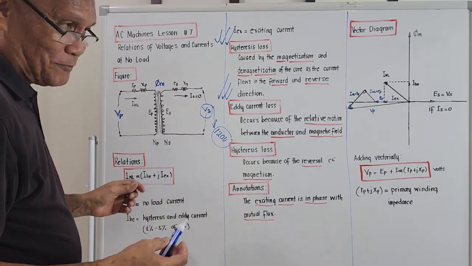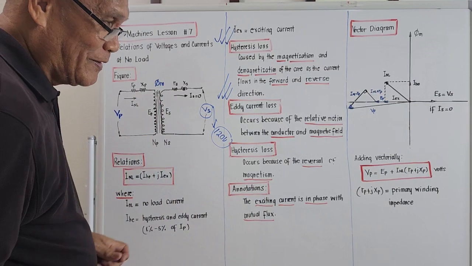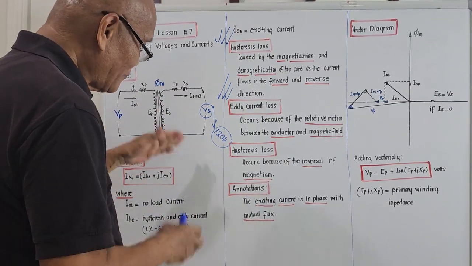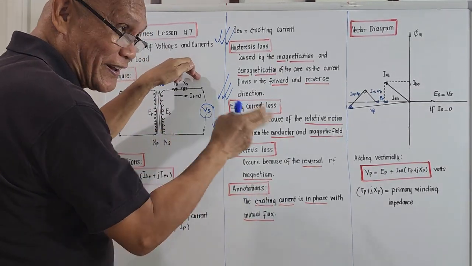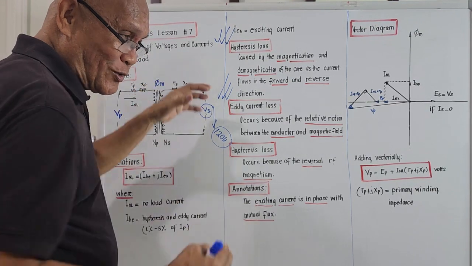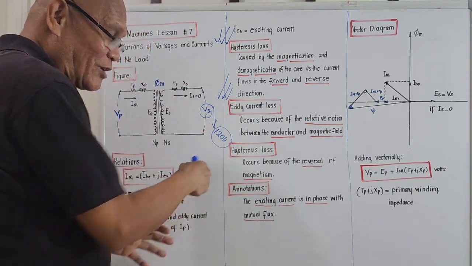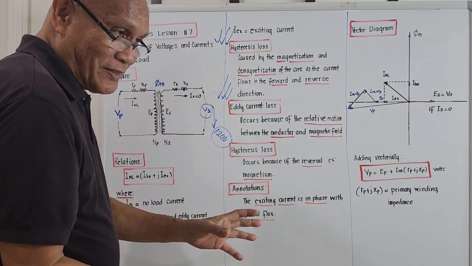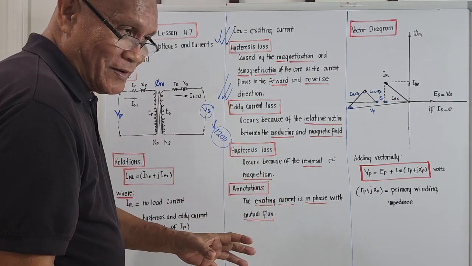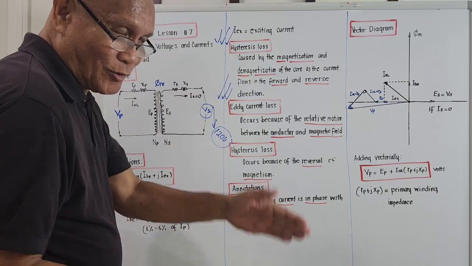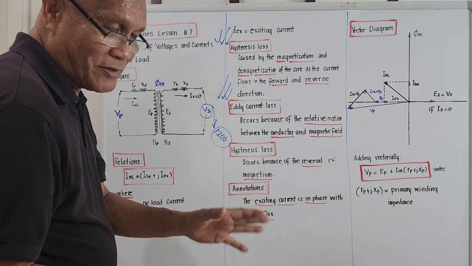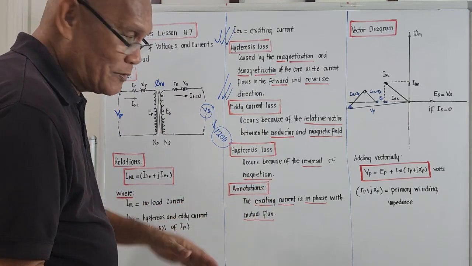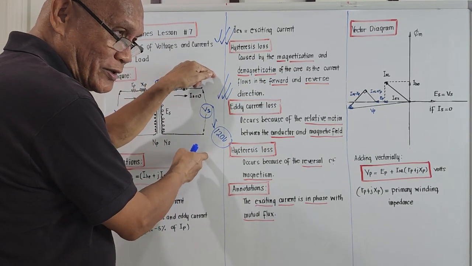So meaning to say, if the transformer has no load, there is a standby voltage at the terminals of 120 volts. There is no load. As soon as you plug in your load on the secondary, there will be a secondary current. But for the meantime, we are only discussing the case where the secondary side has no load. We will be deriving the relations of the voltages and current when there is no load on the secondary.